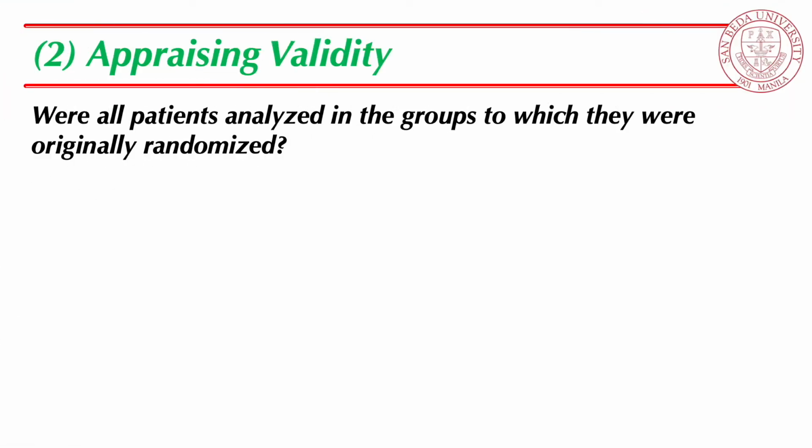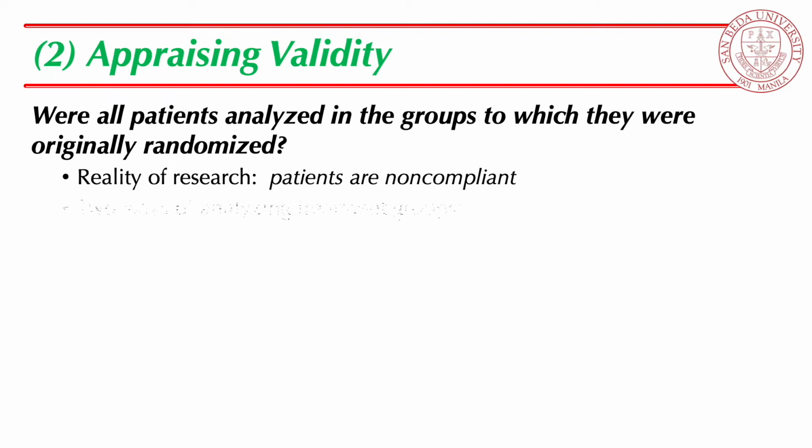Now, this question is a bit complicated to answer, so do pay close attention. The question is, were all patients analyzed in the groups to which they were originally randomized? Now, despite the researchers' efforts to have patients or study participants comply with the clinical trial protocols, there will be those who will not adhere to an assigned treatment protocol. This may happen for many reasons. They might forget how to take a drug properly, they suffer intolerable side effects, or they refuse to go on with a clinical trial for no apparent reason.